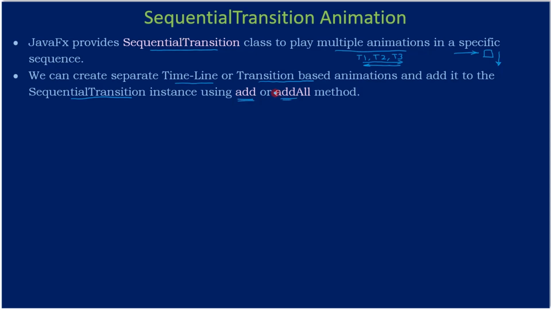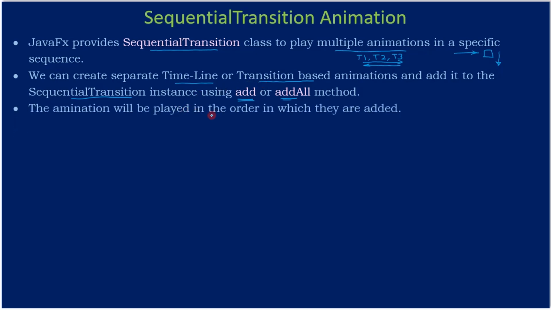You can use any method, just like how you create other objects and add them to an observable list. The same way here, the SequentialTransition maintains a list, or observable list, of animations. So you can create transition or timeline-based animation, and you can add it to the SequentialTransition using the add or addAll method.